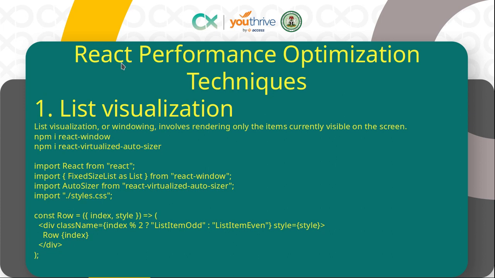The first performance optimization technique is what? List virtualization. List virtualization, or windowing, involves rendering only the items currently visible on the screen.